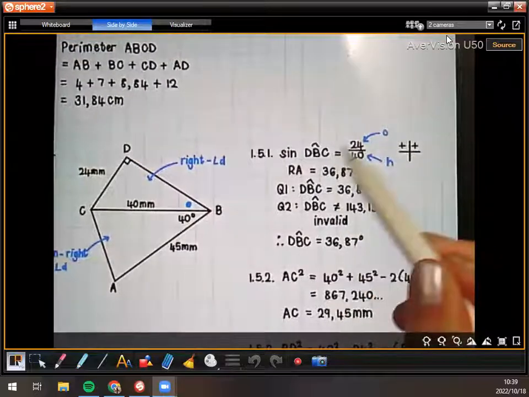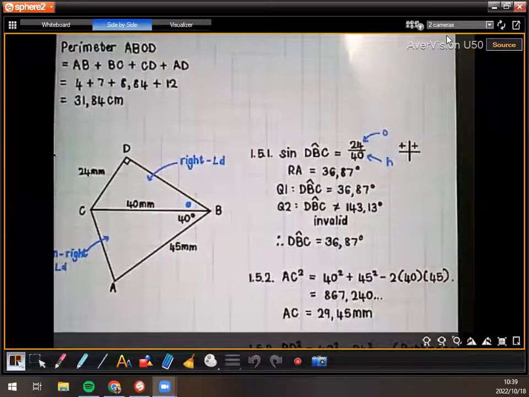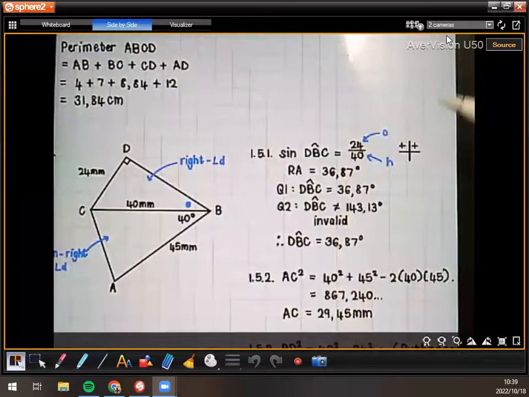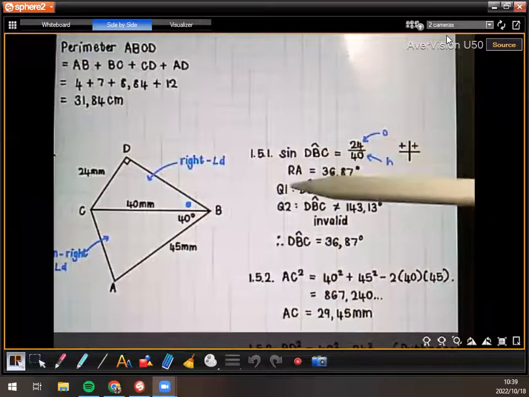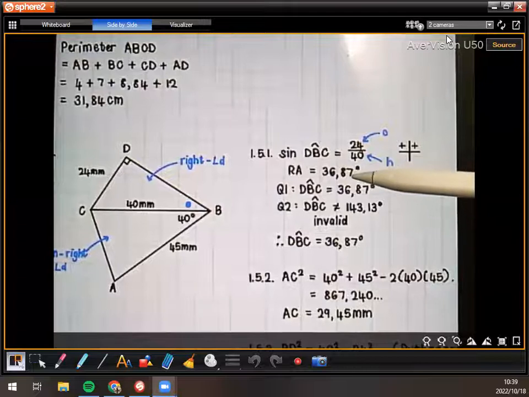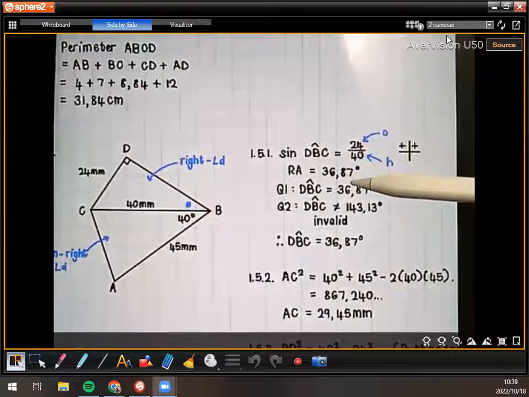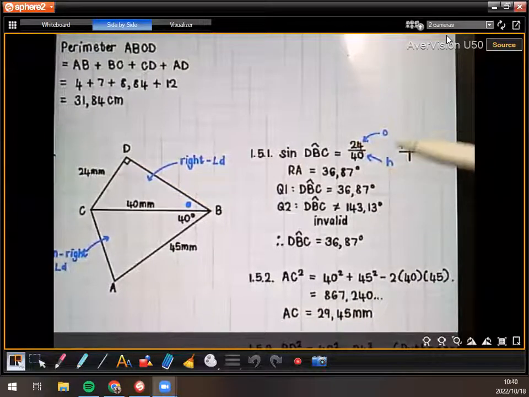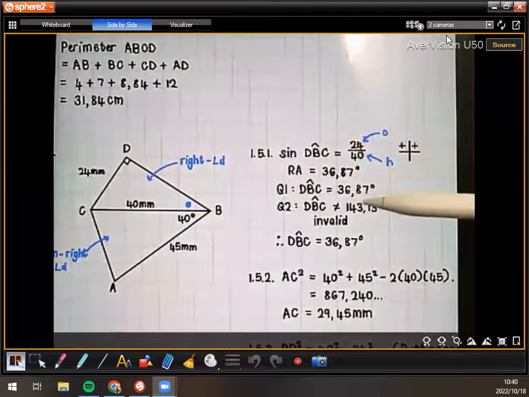And then from here, it's almost like when we use the sine rule, right? We have that sine of an angle is equal to a positive value, so it's quadrant 1 or 2. Find your reference angle by doing shift sine of 24 over 40. You get your reference angle, which is 36.87, and then you do your quadrant 1 solution and your quadrant 2 solution. So I got those two.